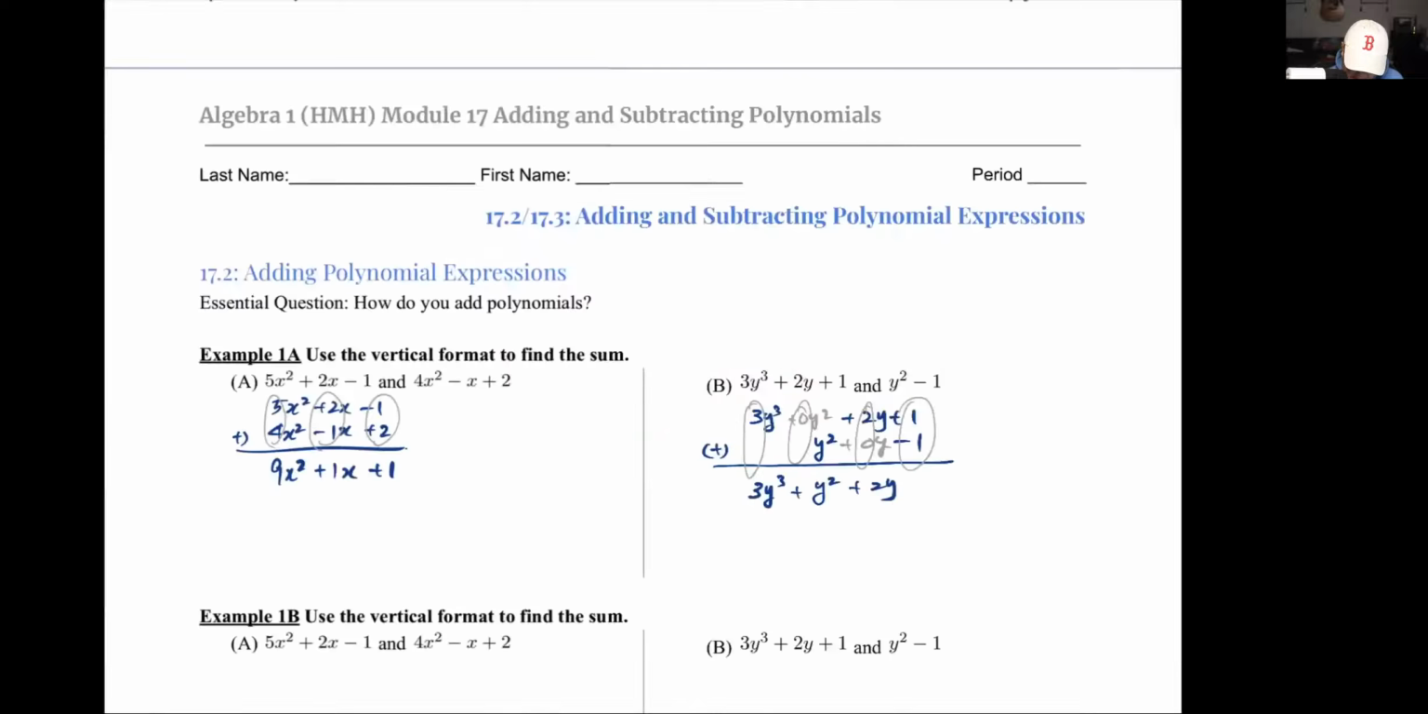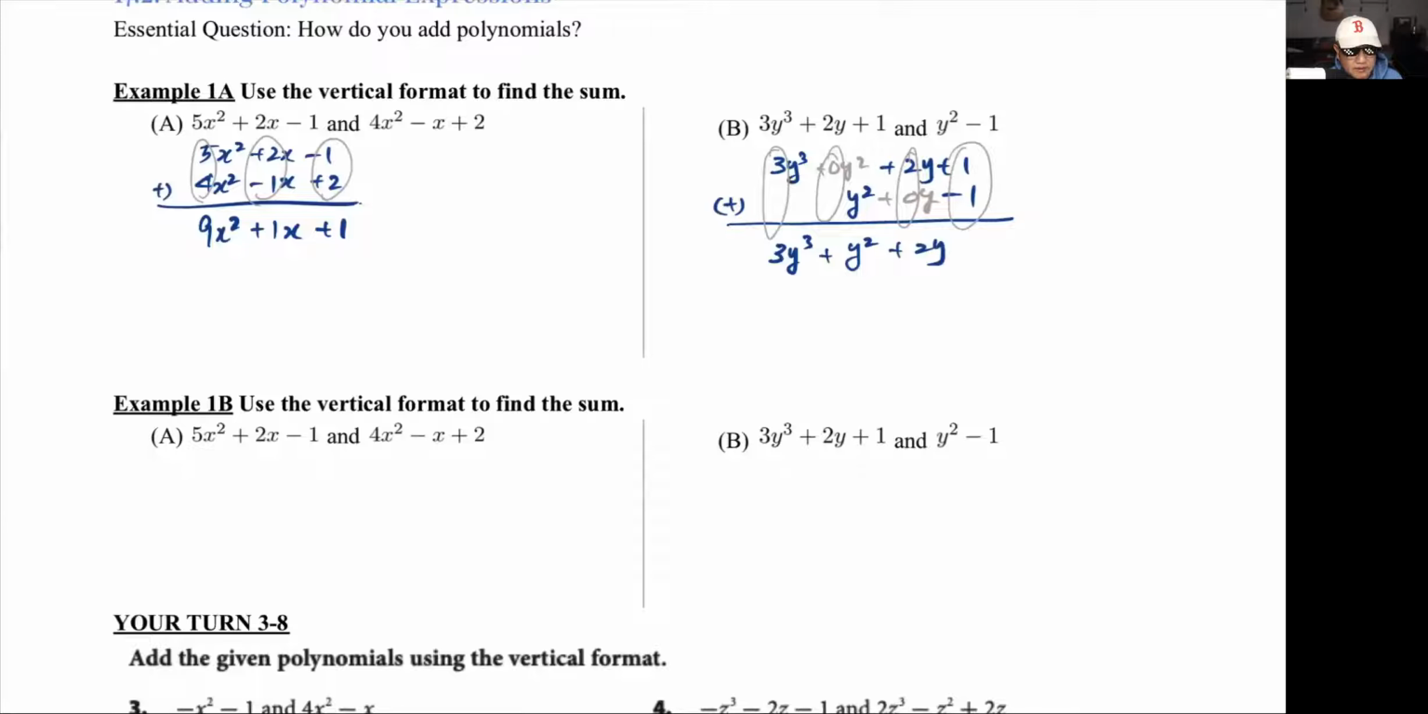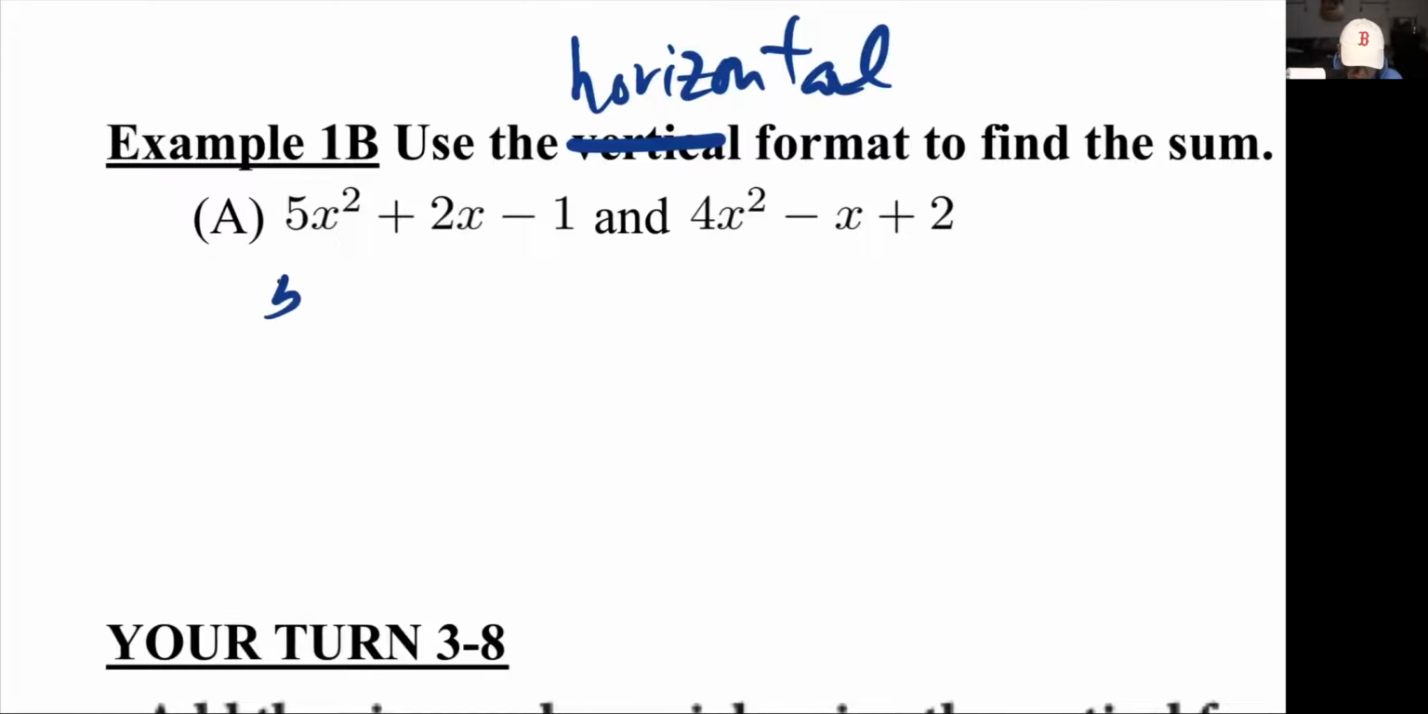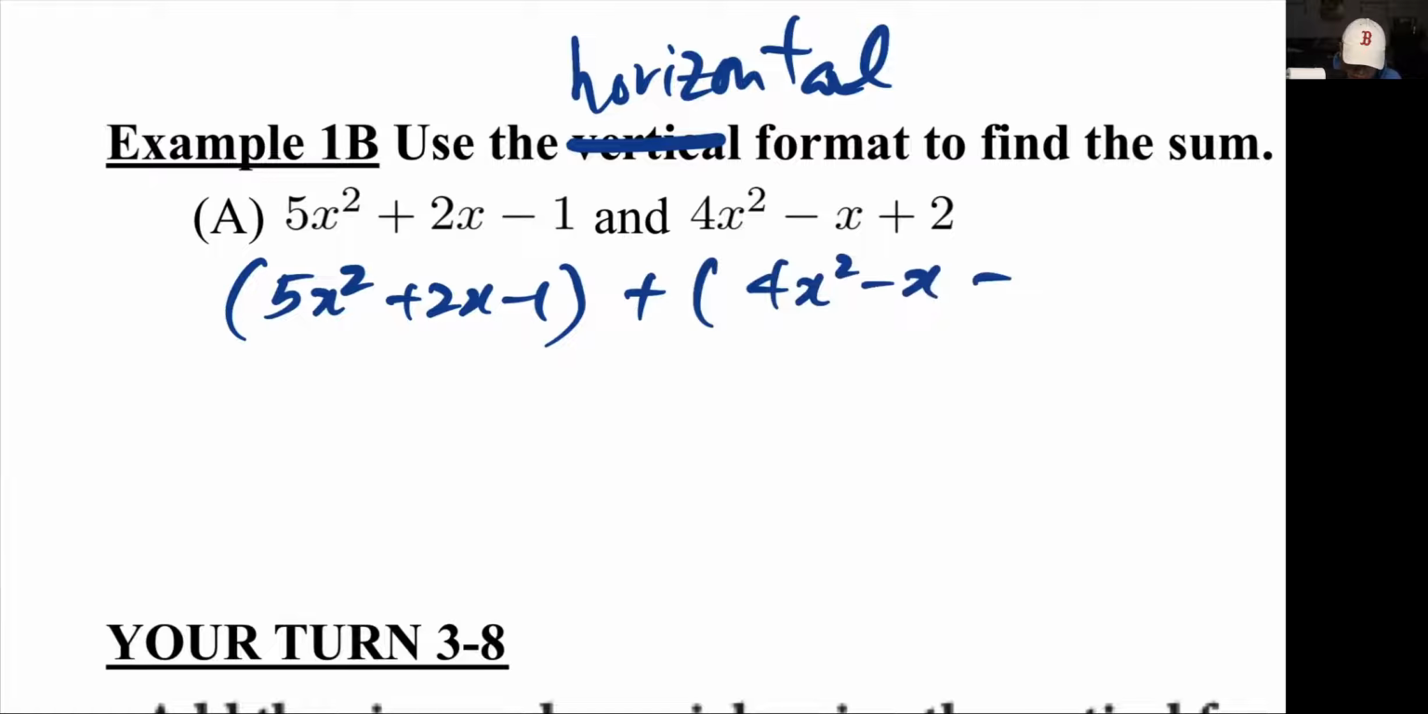Okay. Now, it's asking you to write this in a vertical format. You know what? Let me change the direction. Let's make it horizontal, which is the way that we would probably do it most of the time. So you got 5x squared plus 2x minus 1, and that's plus. Let's put big parentheses over here, guys, okay? Here, visually, what you should be thinking is, okay, the first one is the x squared, the second one is the x, and then comes the constant terms over here, right? The number by itself is called the constant term.